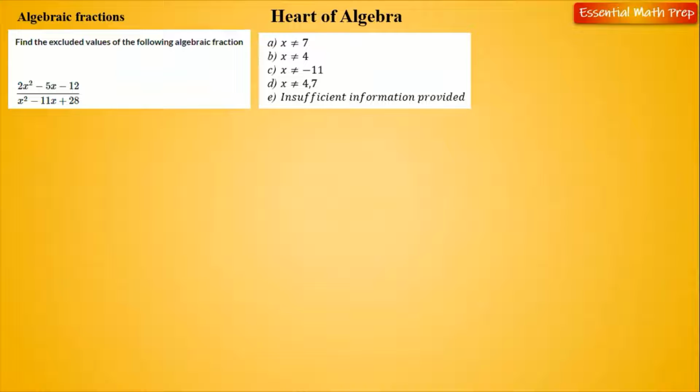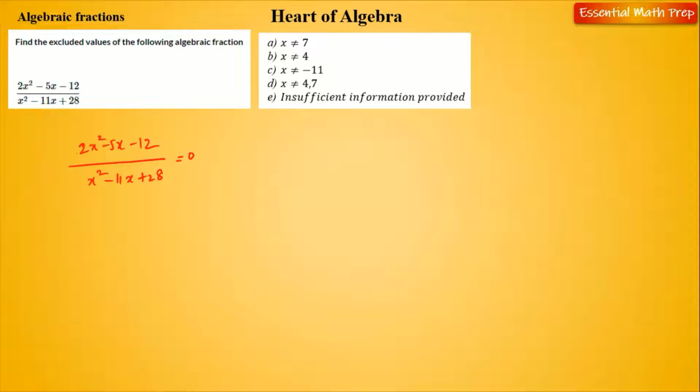Find the excluded values of the following algebraic expression. Again, there are 2 ways to go about it. So 2x squared minus 5x minus 12 over x squared minus 11x plus 28, right? Now assume this is equal to 0, okay? Because I don't think you can solve the problem otherwise.